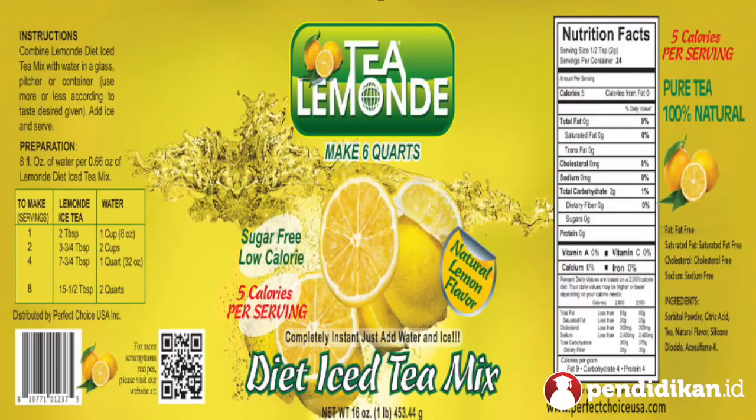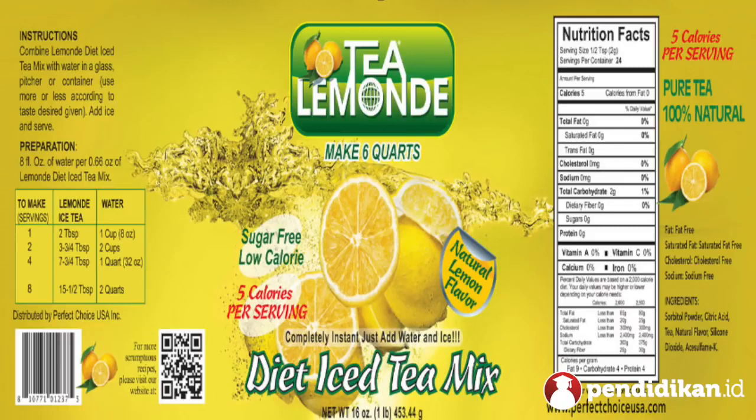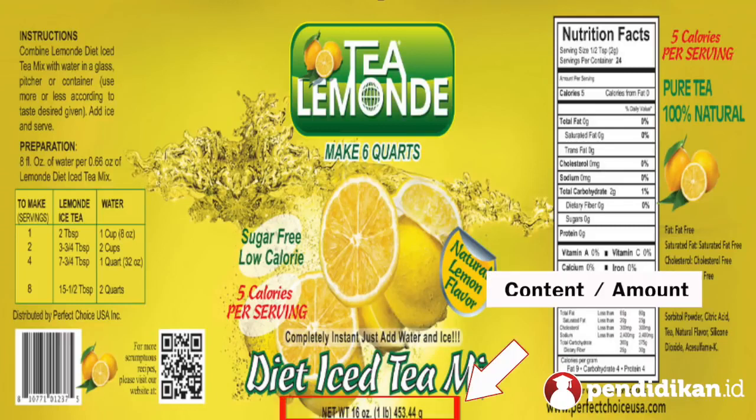And the second information is the description. It is usually written under the name or the brand of the product. This one. Diet iced tea mix, completely instant, just add water and ice. The third information is about the content. The content or amount, if it is solid material or solid products, usually stated in grams. When it is a liquid product, it is usually used milliliter.